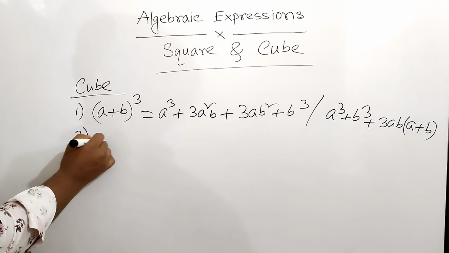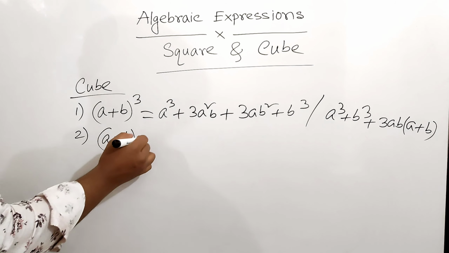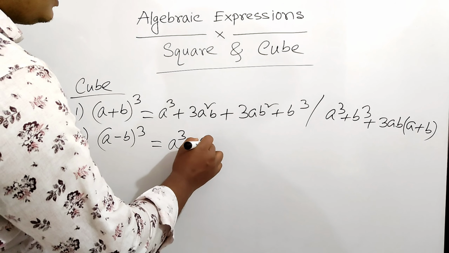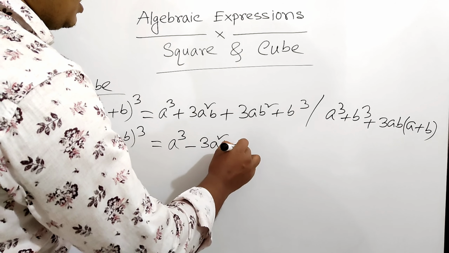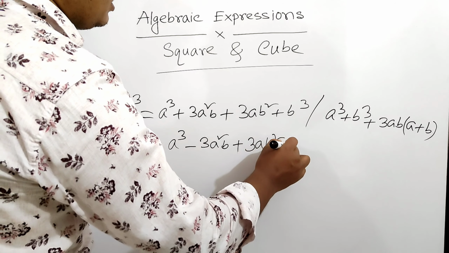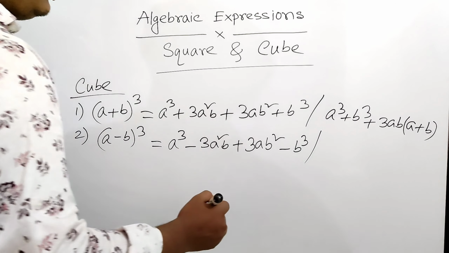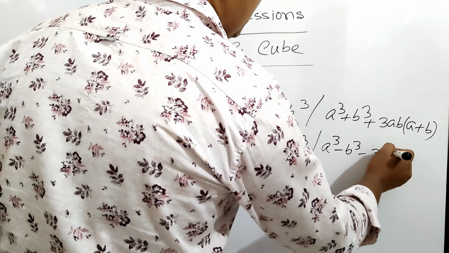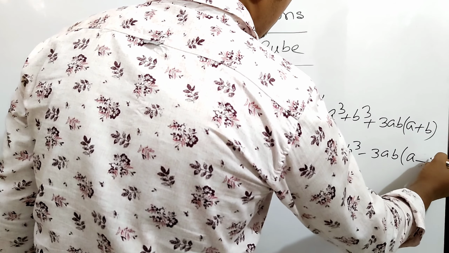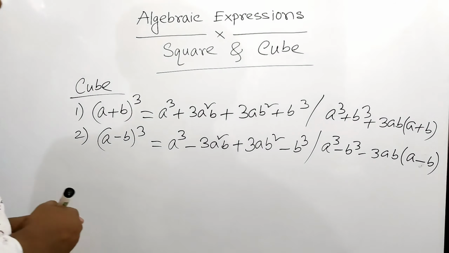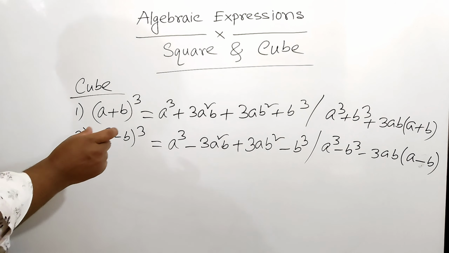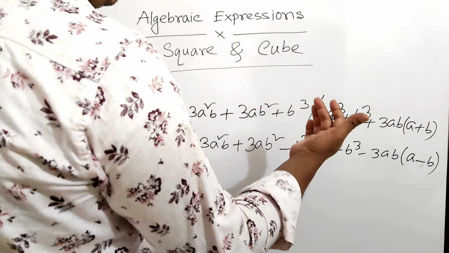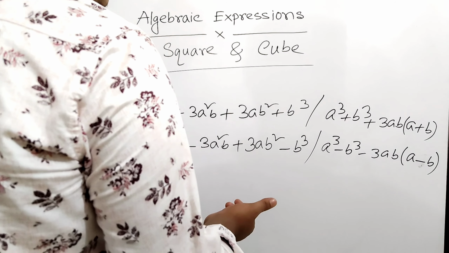Okay, then a minus b whole cube. So what will be the formula for a minus b whole cube? That is a cube negative 3a square b plus 3ab square negative b cube. Or you can use this formula like that, a cube negative b cube negative 3ab into a minus b. So for finding the value of this expression, or sometimes the question asks you to find the value of a cube negative b cube.